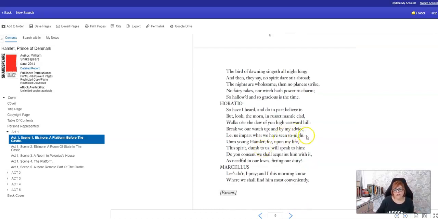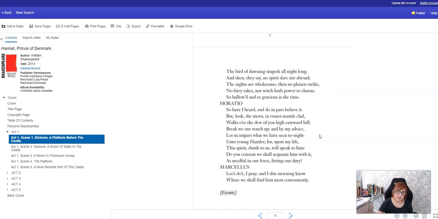So Horatio goes, so have I heard, and do in part believe it. But look, the morn in russet mantle clad. So he's looking at the sky, and, you know, it's becoming dawn. And he's like, walks in the dew of yon high eastward hill, break we our watch up. And by my advice, let us impart what we have seen tonight unto young Hamlet. For upon my life, this spirit dumb to us will speak to him. Do you consent? We shall acquaint him with it, as needful in our loves fitting our duty. So Horatio here suggests that they need to tell young Hamlet about seeing the ghost of his father.